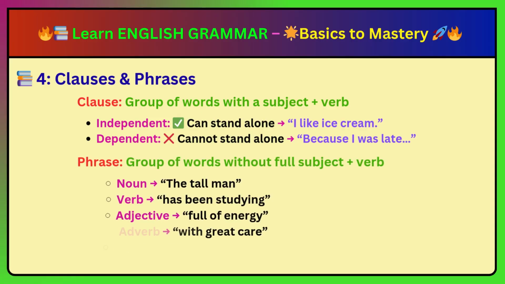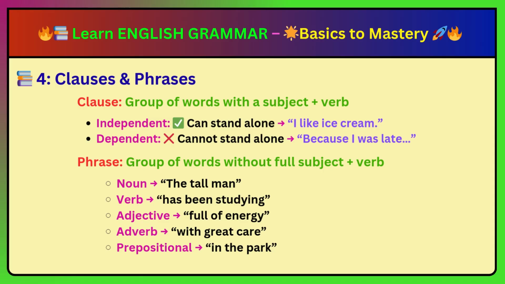Phrase. A phrase is a group of words that does not have a complete subject and verb, so it cannot be a complete sentence on its own. Phrases can be of many types, but the most common phrase types are noun phrase, example, the tall man. Verb phrase, example, has been studying. Adjective phrase, example, full of energy. Adverb phrase, example, with great care. Prepositional phrase, example, in the park. These are the ones we usually see and use in sentences.